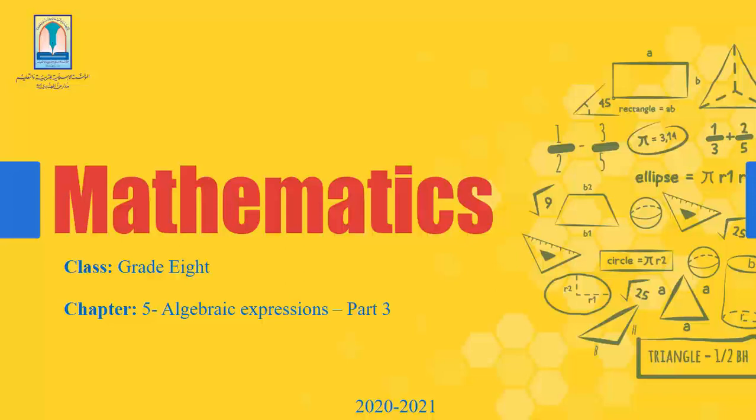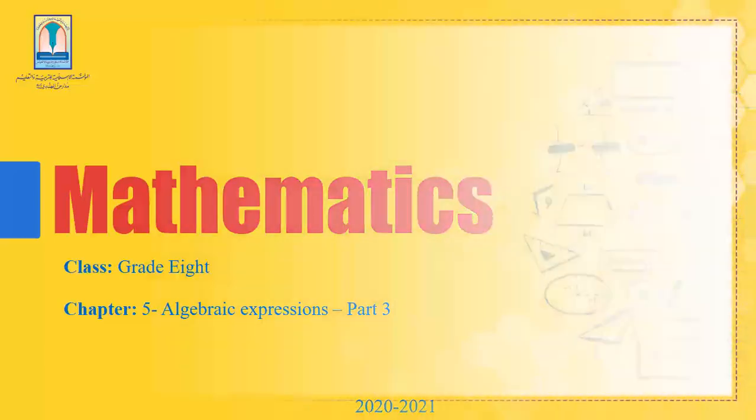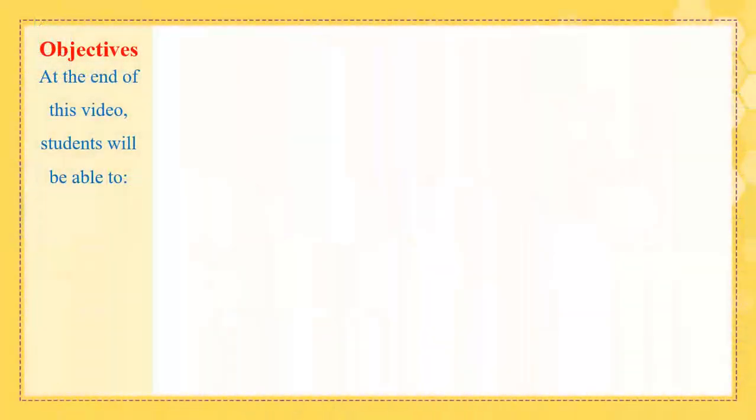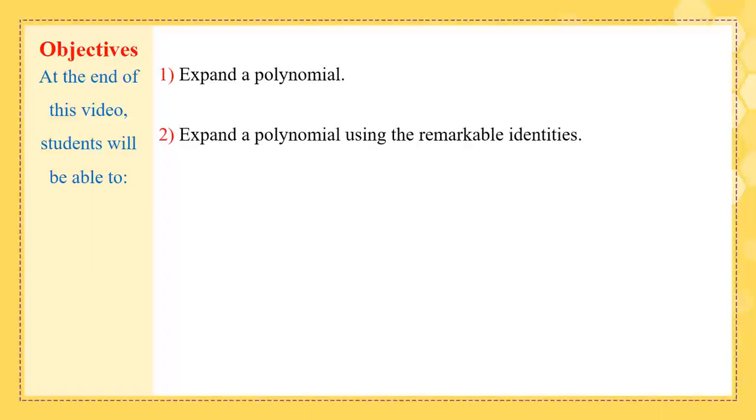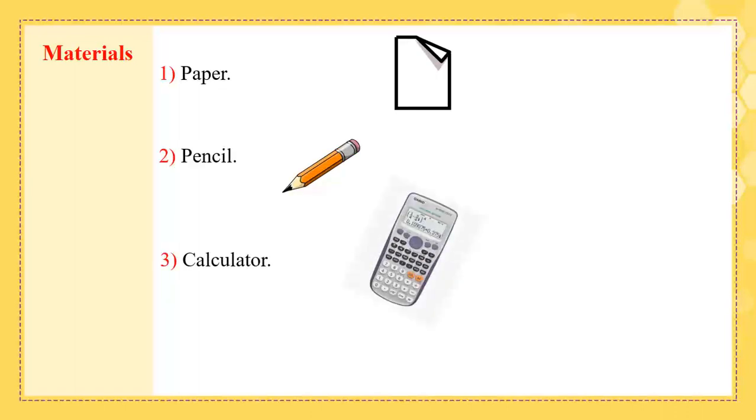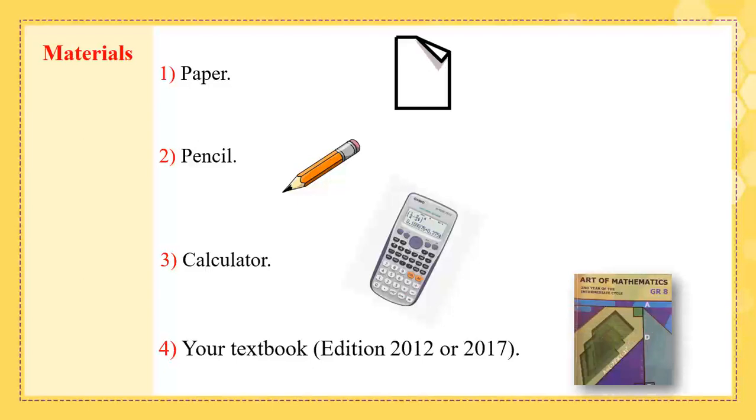Today we will talk about part 3 from lesson 5, algebraic expressions. Objectives. At the end of this video you will be able to expand a polynomial using the remarkable identities (a plus b) squared and (a minus b) squared. Materials. Before we start, please prepare a paper, a pencil, a calculator and your textbook.